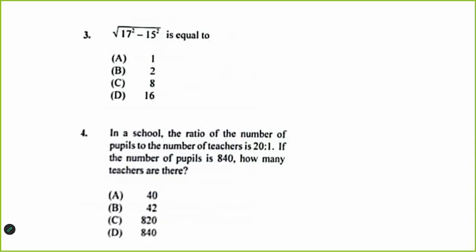Right, let's look at number 3. 17 squared, this is something that you're supposed to know. If you don't know it, 17 by 17 is 289, and 15 squared is 225. Subtract that, you get 64. Square root of 64 is 8. 8 minus 2 is 6.